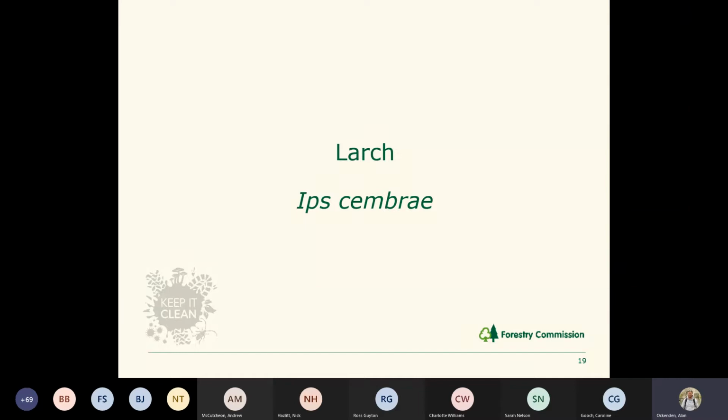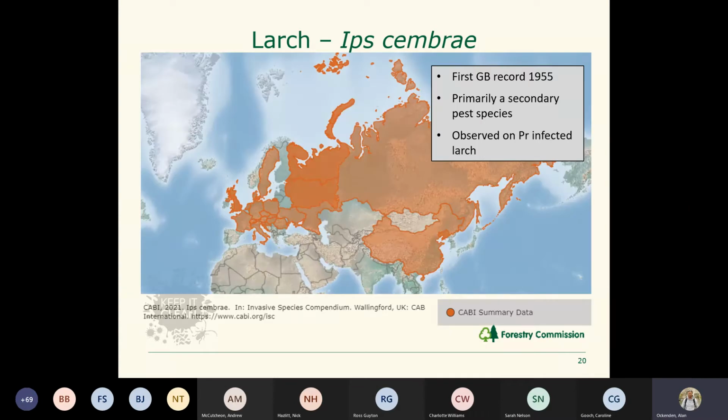So we'll move into cembrae now. It's cembrae. Quite a wide distribution, found pretty much everywhere that you find larch within its native range. First record in Great Britain was in 55, primarily a secondary pest species. Now that sounds a bit like an oxymoron if I'm not careful, so I'll describe what that means. It likes to attack stressed and dying trees.